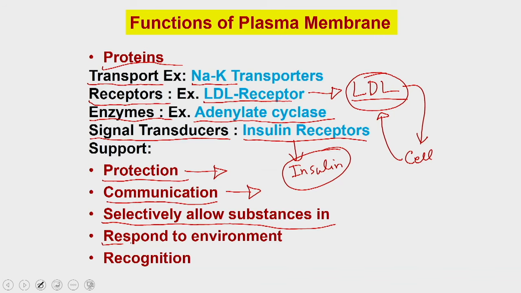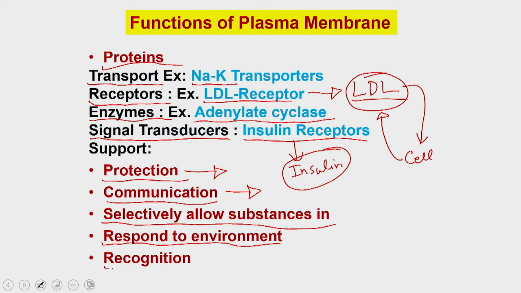Then the plasma membrane, because it contains different types of receptors, responds to changes in the microenvironment. For example, if there is a change in the pH, or a change in food substance or presence of food, all these changes are going to be responded to by the plasma membrane, because it contains receptors on the cell surface, and the receptors will respond to the changed environment.